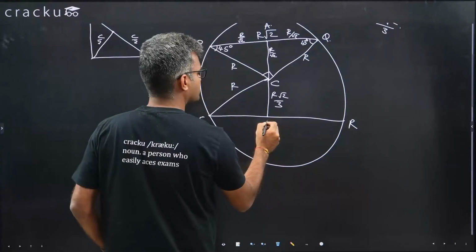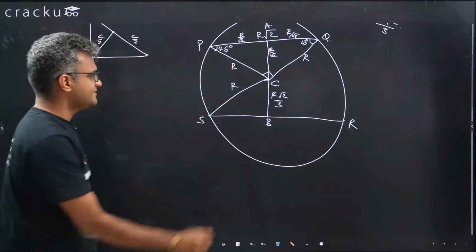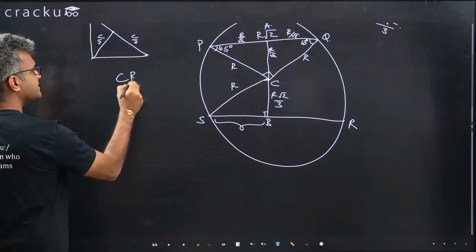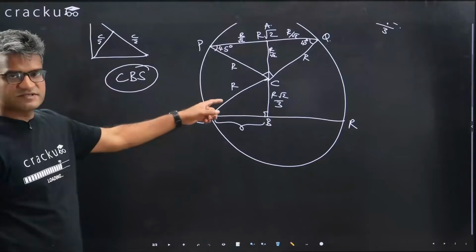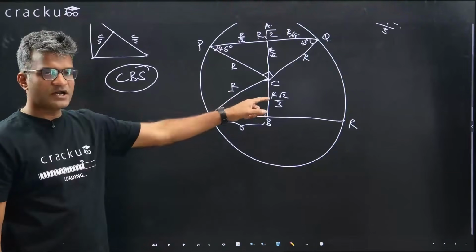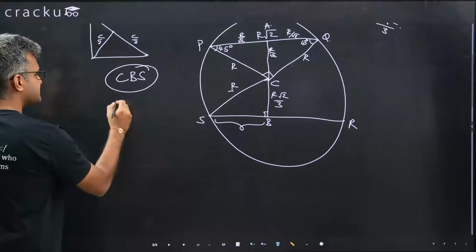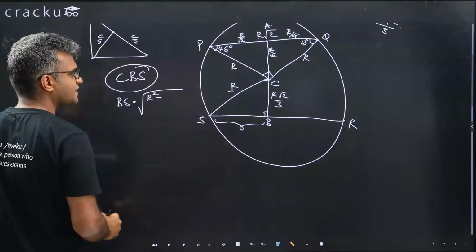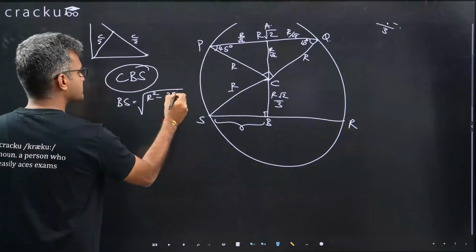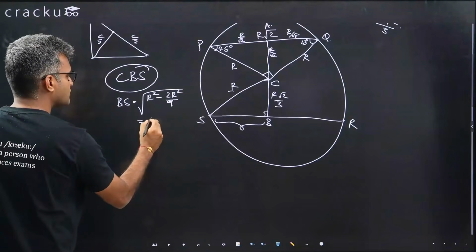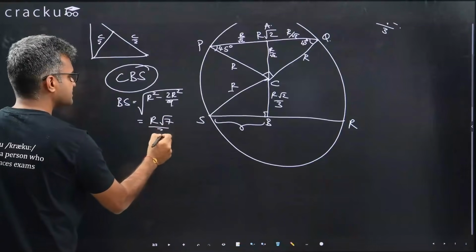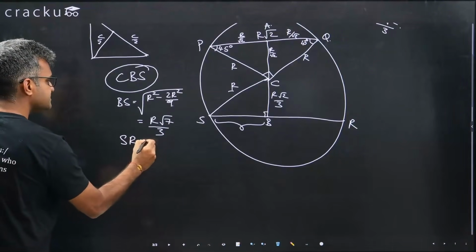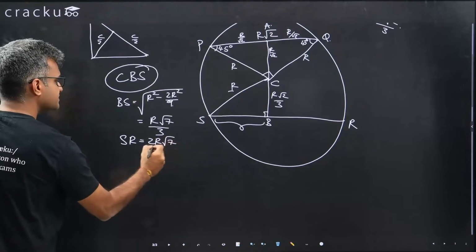If you assume that this point over here is B, which is the midpoint of the chord SR, we can calculate the length of SB because this is 90 degrees. CBS is a right angle triangle. The hypotenuse is equal to R. One of the sides is equal to R root 2 by 3. So, BS can be calculated as square root of R square minus R root 2 by 3 whole square, which is 2R square by 9, which is equal to R root 7 by 3. Therefore, the value of SR will be twice of this, which is equal to 2R root 7 by 3.